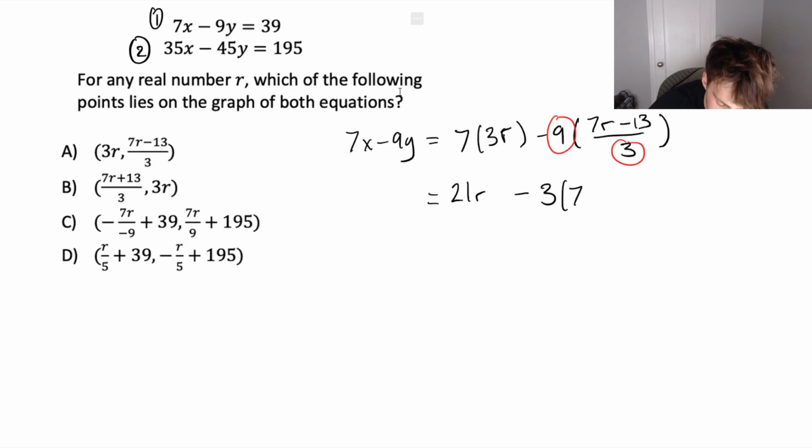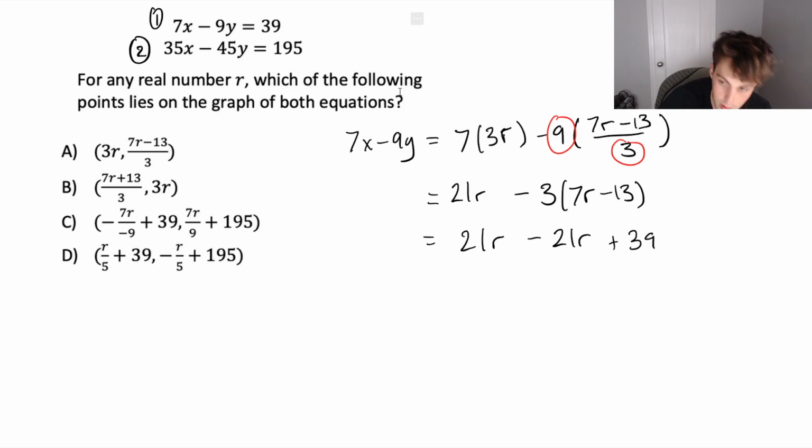And we are left with times 7r minus 13. Expanding that bracket, we have 21r minus 7 times 3 is 21r. Negative times a negative is a positive, and we get plus 39. Our 21r's cancel out, and we're left with 39. So we got lucky. It's actually the first option that is our correct one.